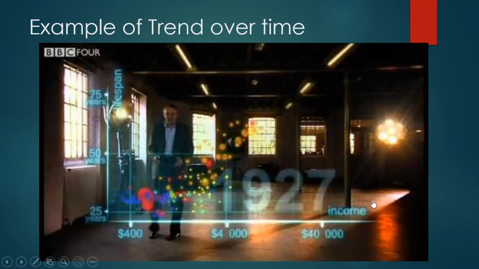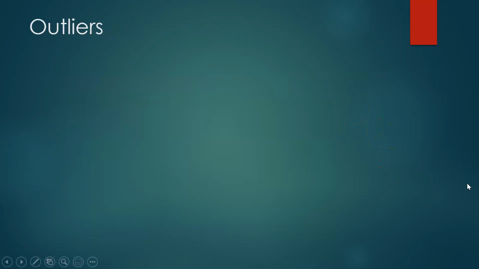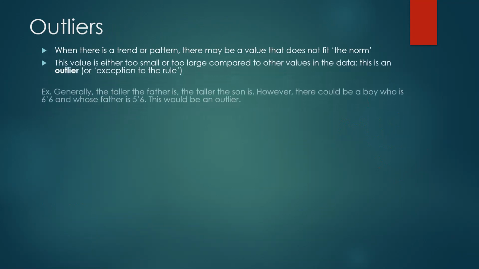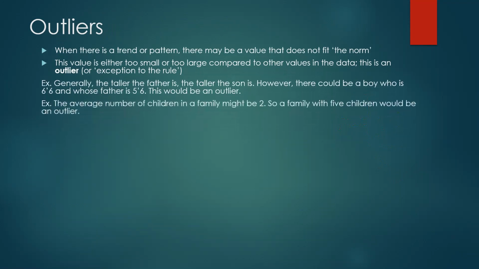So I'll skip over this. You can watch this video on your own. It's pretty interesting. Outliers are basically values that don't fit the norm. I'll also let you read this on your own because I think this is pretty self-explanatory as well.